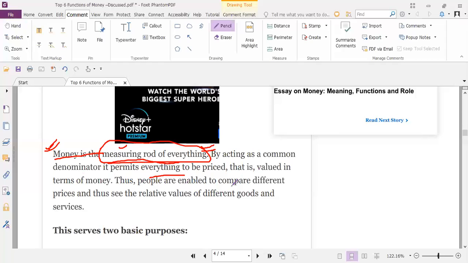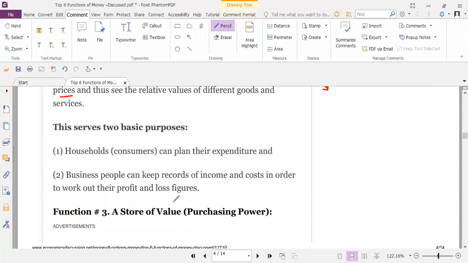Thus, people are enabled to compare different prices and thus see the relative values of different goods and services. So, by knowing the value of everything in terms of money, we can compare the prices of different goods and services. What purpose does it serve? It serves two basic purposes. Households can plan their expenditure, so it becomes easy to spend wherever you want to. Business people can keep records of income and cost in order to work out their profit and loss.